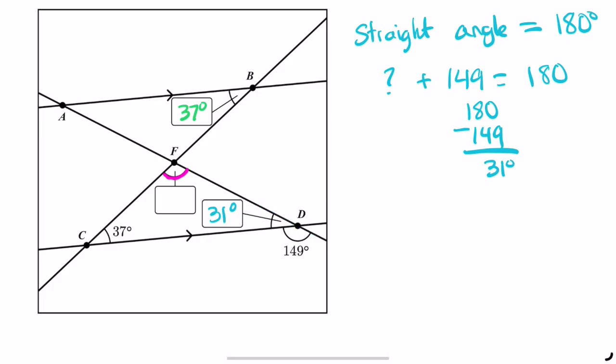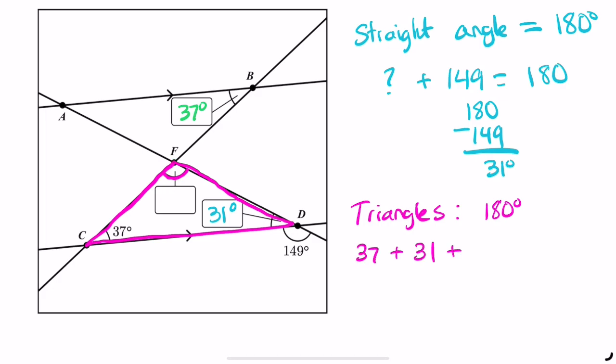Now that I have used those properties, the last one is what do we know about triangles? So we also know that for triangles, the sum of angles is going to be 180 degrees. So in this triangle, I know that one of my angles is 37 degrees, one is 31 degrees, and then I'm trying to figure out what that last one is, but I know the sum, again, has to be 180.